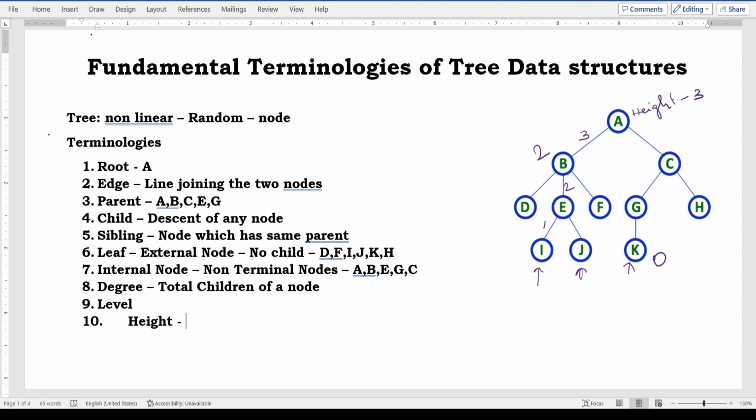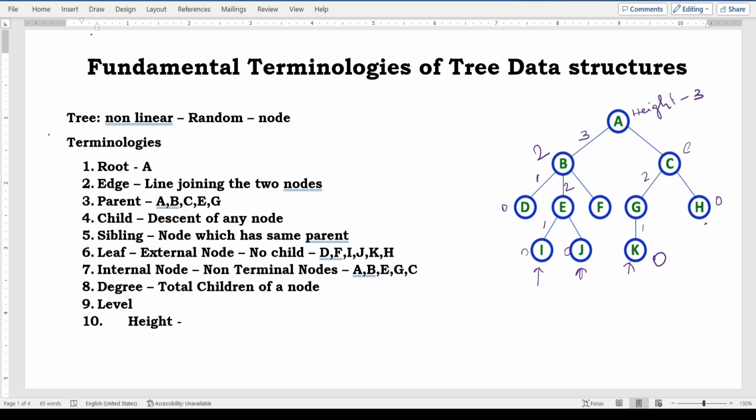And if you take B, it is in the second level. C is also in the second level. If you take H, it is at the end, so it is at level 0. All of these are at level 0, and D is also level 0. Okay.